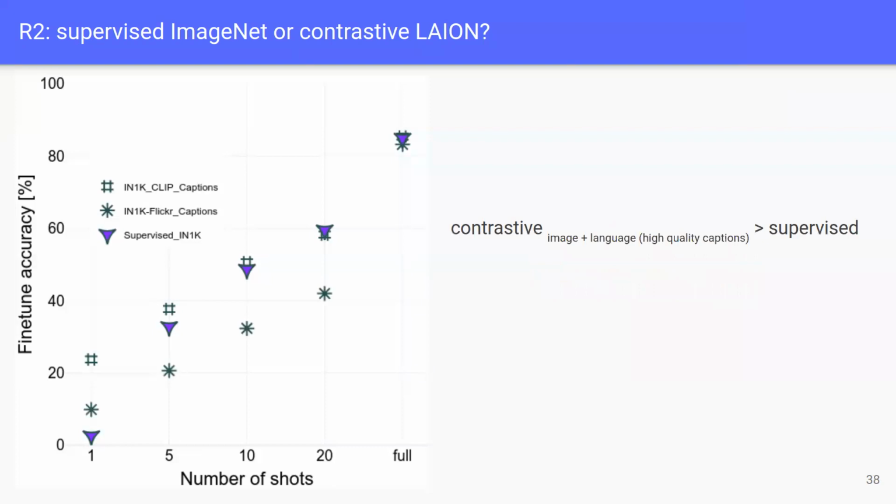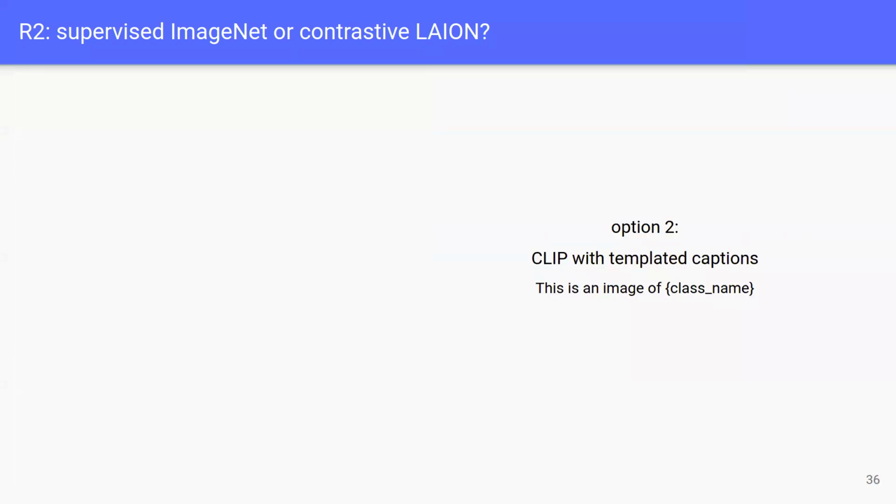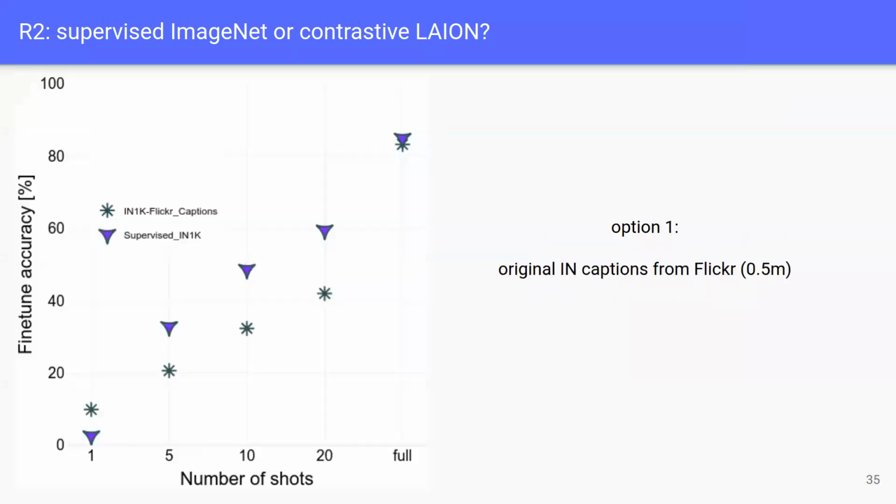Sure. Could you go back one slide, please? Yeah, so does this gap between supervised ImageNet and Flickr keep increasing as the number of shots increases beyond 20 as well?